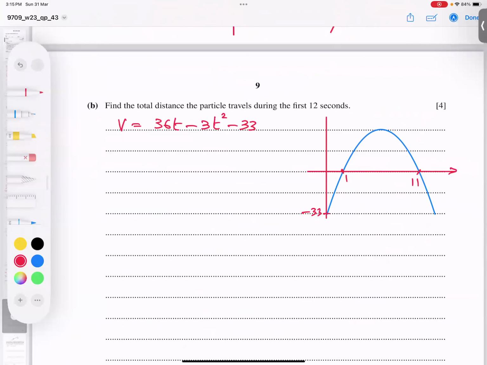And this is the ending time. It is 12. This is the ending time. And you know, this is a negative area. This is a negative area. This is a positive area. So now it is a very clear approach.